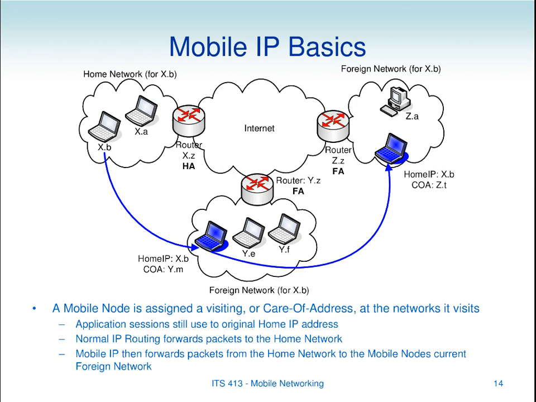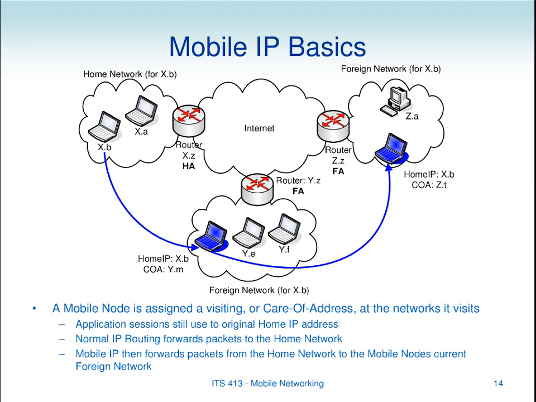How our data delivery works is that our applications, for example, my web browser and the YouTube web server when we're communicating, we keep using the home IP address. So we don't change that from the application perspective, because if we do change the address, it usually means we have to disrupt that application. So we keep using the home address even as we move into a different network.